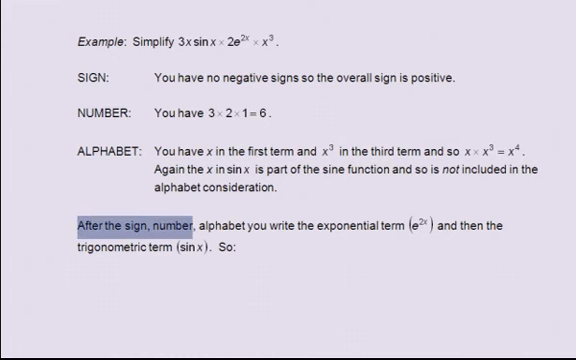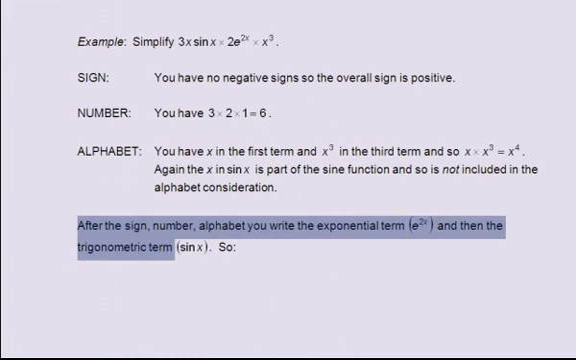After the sign, number, alphabet, you write the exponential term, e to the 2x, and then the trigonometric term, sin x. So, 3x sin x multiplied by 2e to the 2x multiplied by x cubed equals 6 x to the 4 e to the 2x sin x.